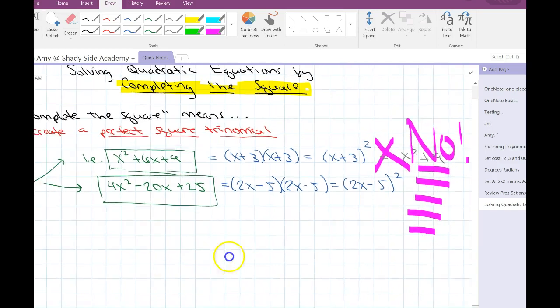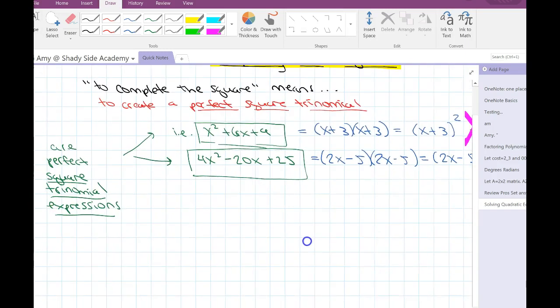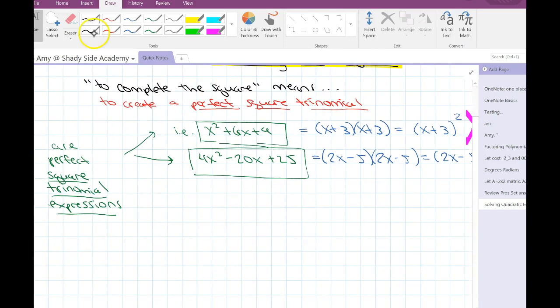Okay. So that is a perfect square trinomial. These are perfect square trinomial expressions. So let's now review how to solve an equation now, okay, by the method of completing the square.